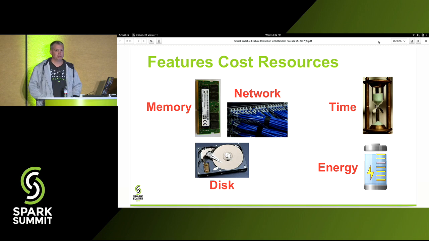Features are not free. They're data, and so if you have smaller feature vectors, you're using less memory, less network, and less disk. They're faster to operate on, so you can save time. If you are in an embedded environment or Internet of Things kind of application, smaller feature vectors translate into lower energy usage.